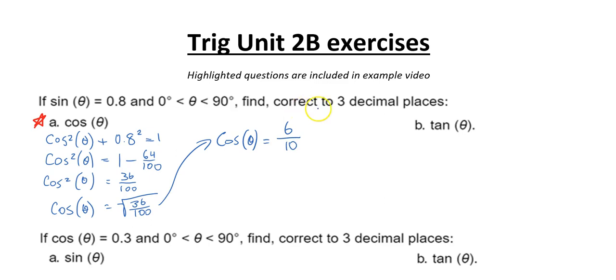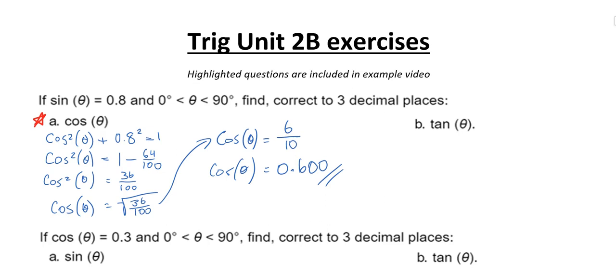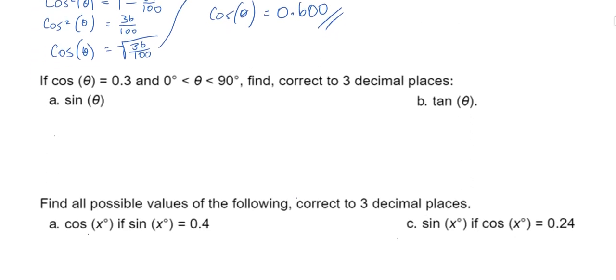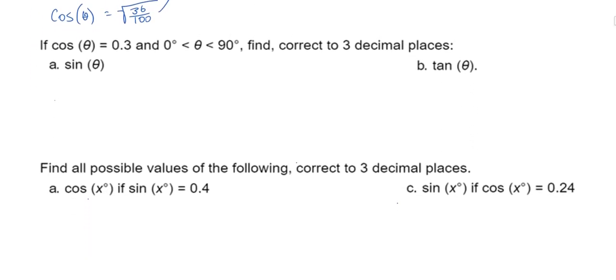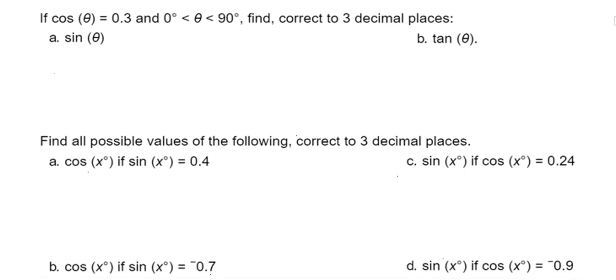This question has asked us to go to 3 decimal places. So 6 over 10, we're looking at 0.6. If you want to be extra safe, 0.600, so to 3 decimal places. Throughout these, if you can get it to there and then use a calculator, that's fine. These ones are very, very similar. We are using that Pythag identity to find our answers.